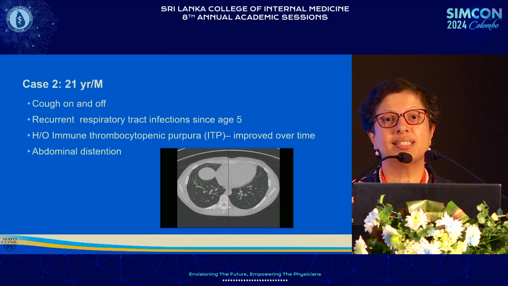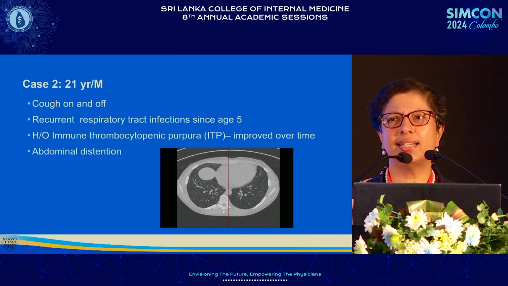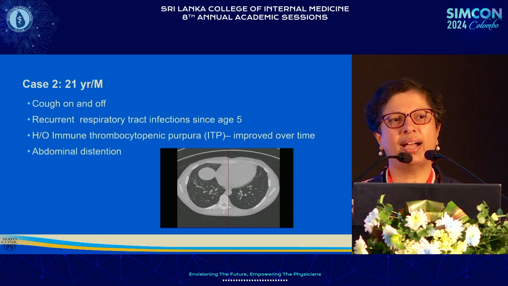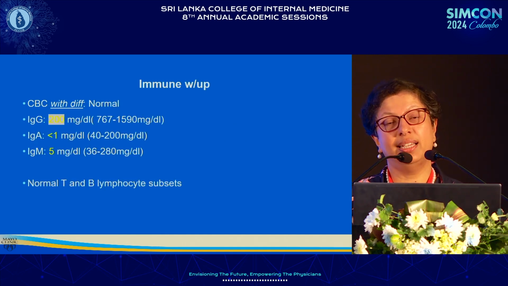So you're a very astute physician. You're concerned. The chest x-ray does show some infiltrates. You get a CT. There is some mild bronchiectasis. So there are multiple red flags here. You're starting to think, could this be an immune deficiency? So you now order some basic immune studies.